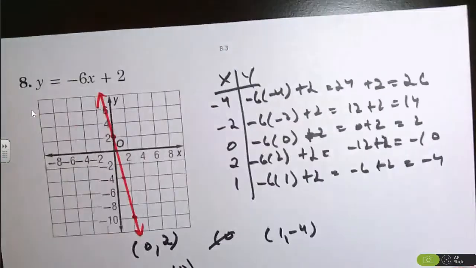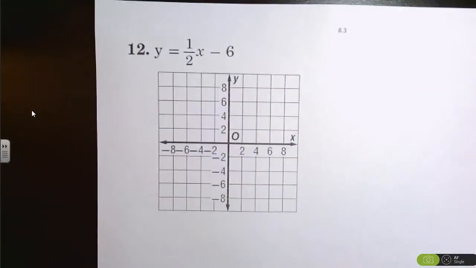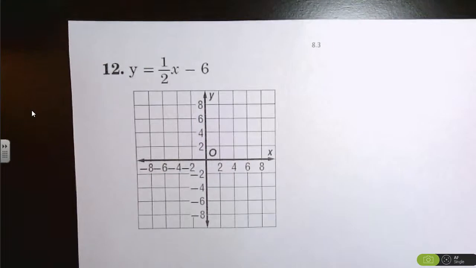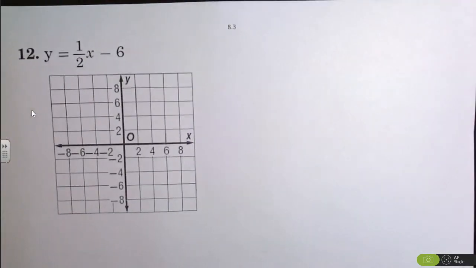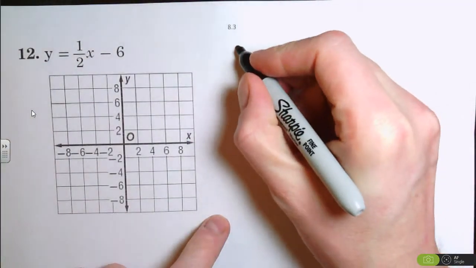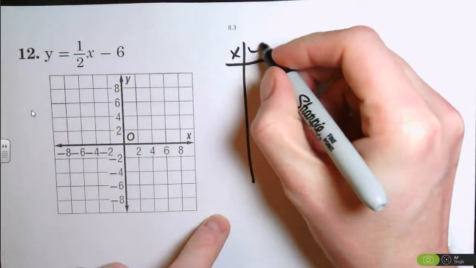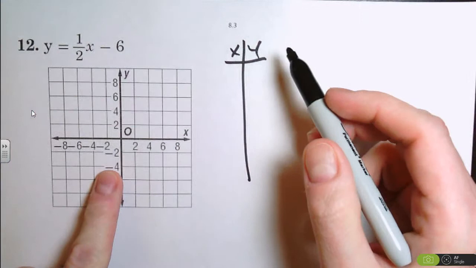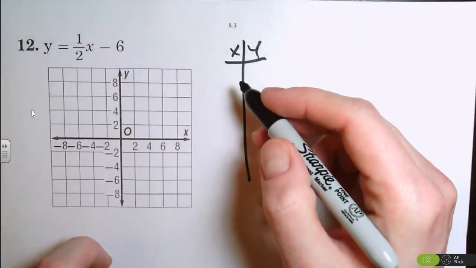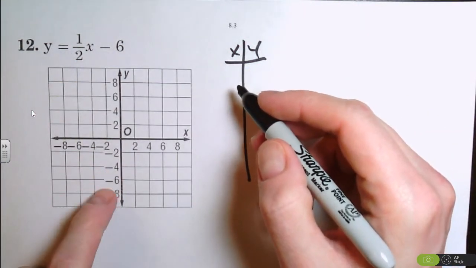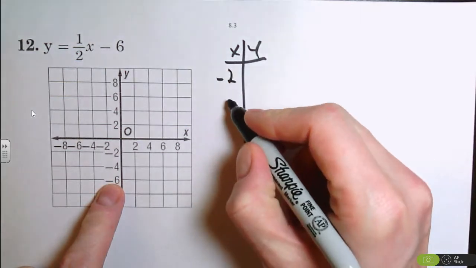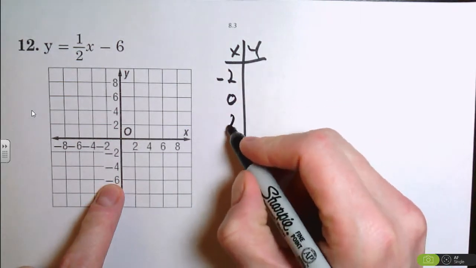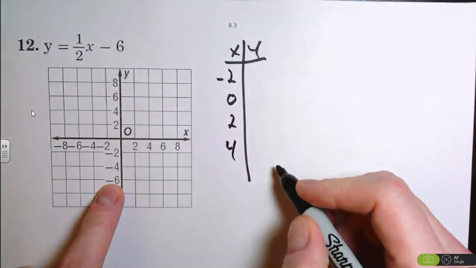All right, same thing for number 12, but I picked number 12 because of the fraction. I'm trying to do the same exact process, so I create my XY table. But this time, I have to work around the fact that I'm going to have to multiply x by a half. So what I really need is numbers that are nice to work with in halves. Like negative 2, because that's even. 0 is always nice to work with. 2, that's even. And 4, that's even.